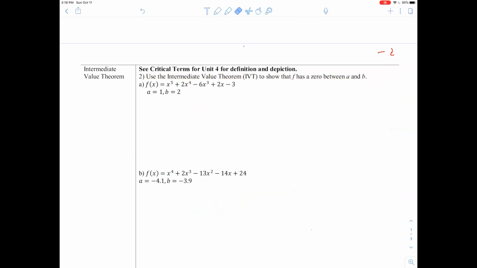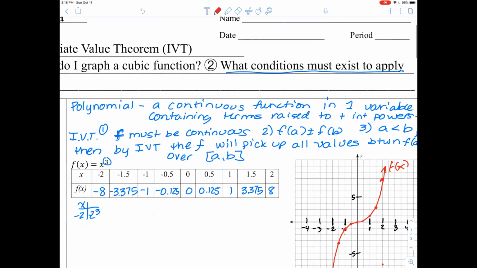Okay, so now we're moving on to the intermediate value theorem. And what we're going to be doing is using it to show that a function has a 0 between two input values. Or if it doesn't have a 0 between two input values, we'll say that the intermediate value theorem doesn't help us to show if there's a 0 or not. So number 2 says, use the intermediate value theorem, IVT, to show that the function has a 0 between a and b.